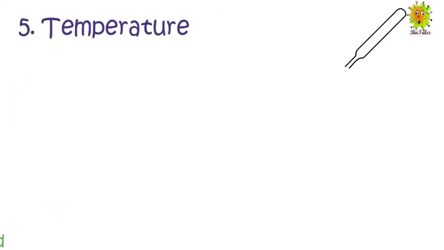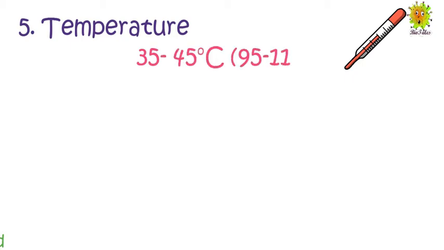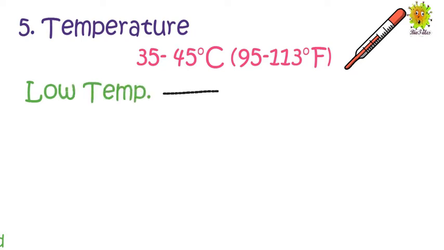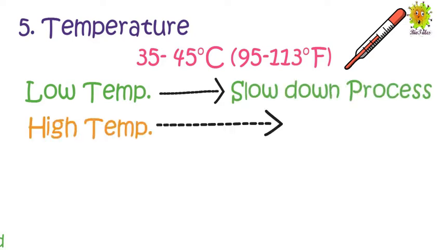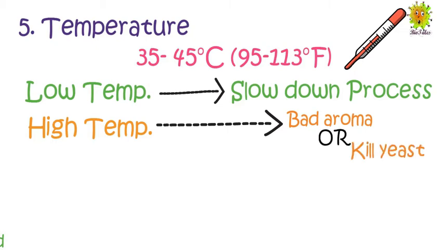Another factor is temperature. For a bread making process, yeast performs best at 35 to 45 degrees Celsius or 95 to 113 degrees Fahrenheit. The lower temperature will slow down the entire process, whereas the higher temperature will start producing bad aroma and ultimately kill the yeast cells required for the process of fermentation.